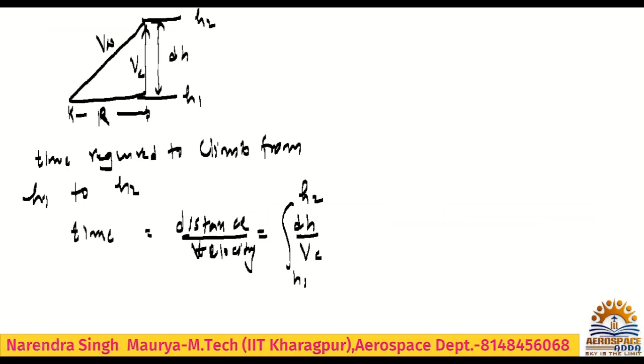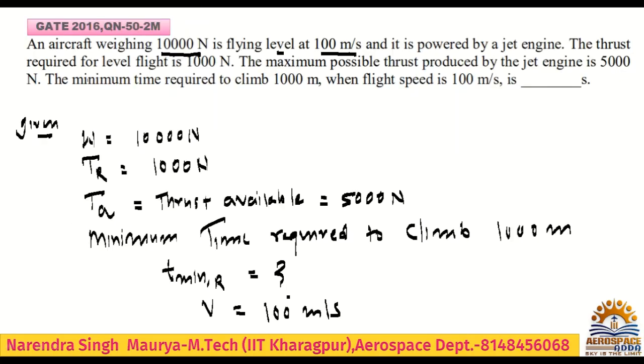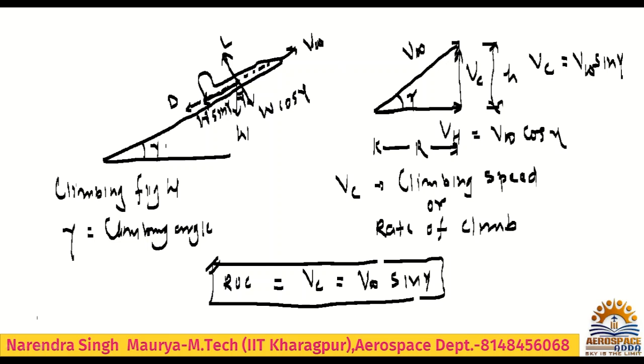So let me divide this page. The first thing is Vc. If you know Vc, then you can calculate, because dh is given as 1000. The minimum time required to climb 1000 is mentioned. It is not said from 500 meter to 1000 meter, directly 1000 meter is given, so dh, the total distance, H2 minus H1, is 1000. First you need to calculate Vc, which is V infinity sin gamma.